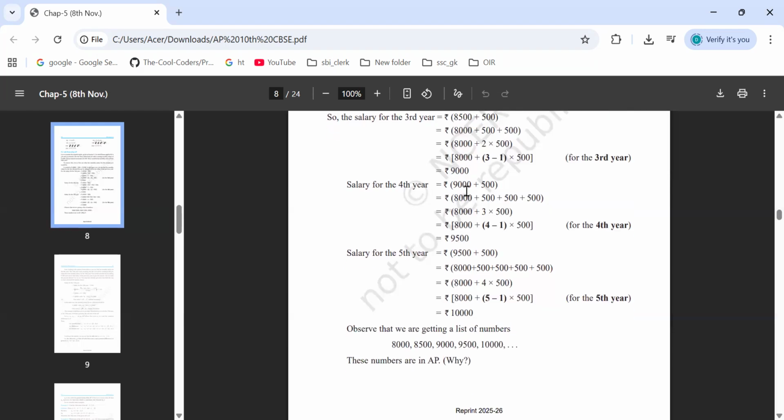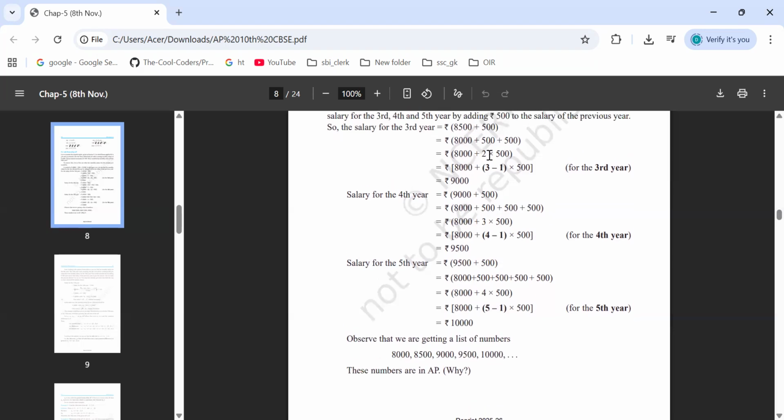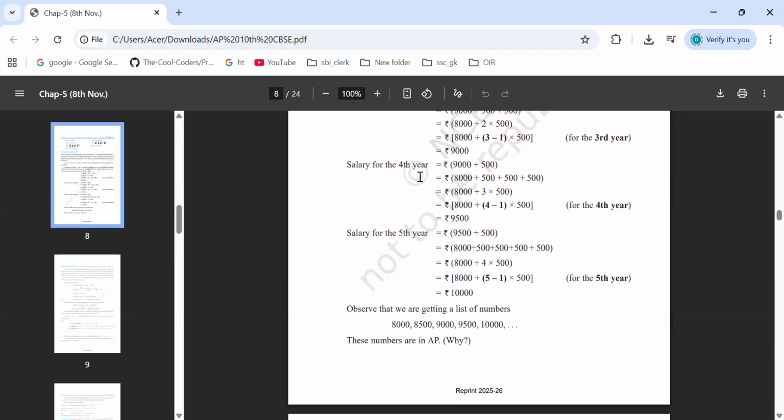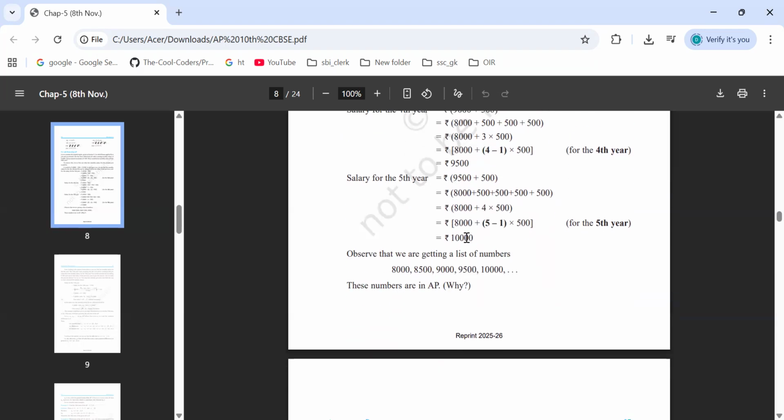I hope you are getting what I am trying to say. The salary of the third year is equal to 2 times the increment plus the initial salary. Now the salary of the fourth year will be the initial salary plus 3 times the increment, 3 into 500, which we can represent in the form of 8,000 plus (4 minus 1) into 500, where 4 represents the fourth year. Now in the fifth year, her salary will be 10,000 with the same ideology.